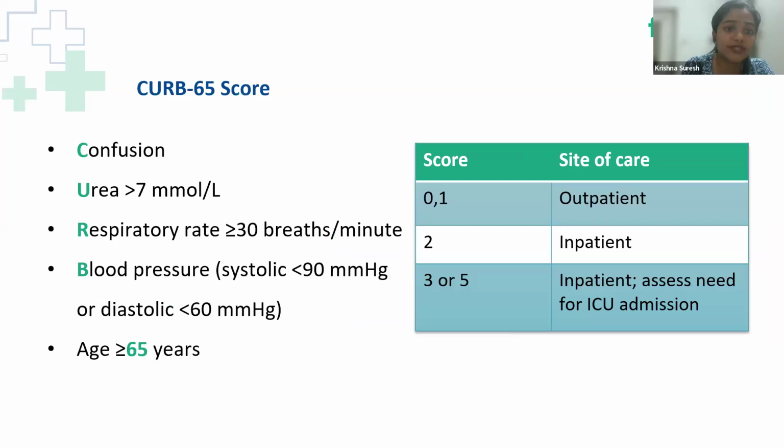Now, coming to the CURB-65 score, it has 5 criteria: confusion, urea more than 7 mmol per liter, respiratory rate more than 30 breaths per minute, blood pressure less than 90/60, and age more than 65 years. Each of the criteria is assigned a point of 1, and if the score is less than 1, or 0, the patient can be managed as an outpatient. If the score is 2 or more, then inpatient care is recommended.